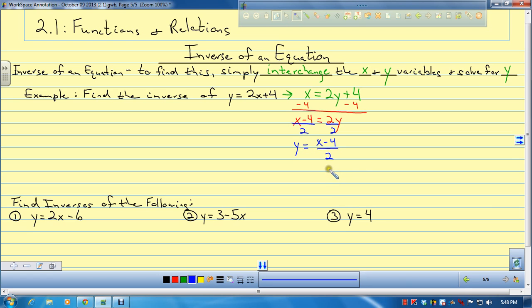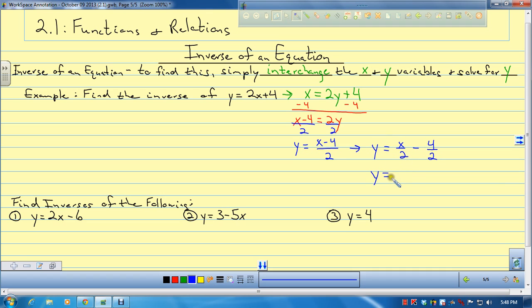Now I want to write this in slope-intercept form. So instead of having this all over 2, I'm going to write it individually. I'd have y equals x over 2 minus 4 over 2, and now I can simplify. Okay, so y equals x over 2.